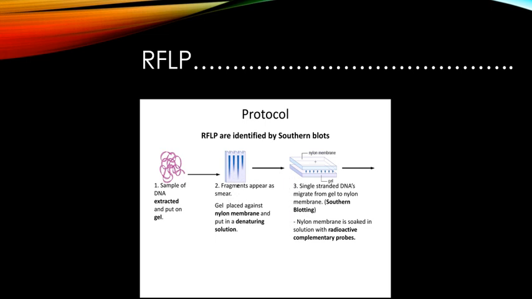The RFLP protocol which is going to be applied is that the sample of the DNA is extracted. And after that, it is placed on a nylon membrane in a denaturing solution, and then the Southern blotting technique, after the gel electrophoresis, is also applied.